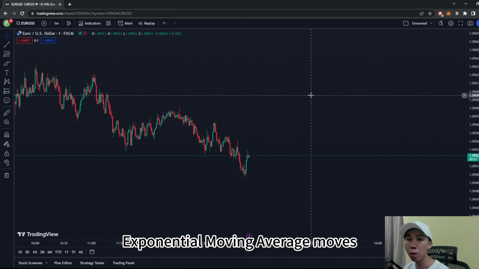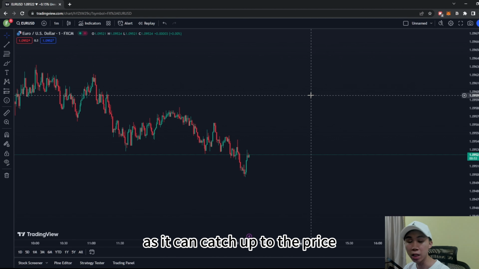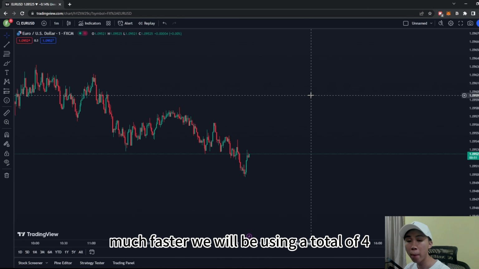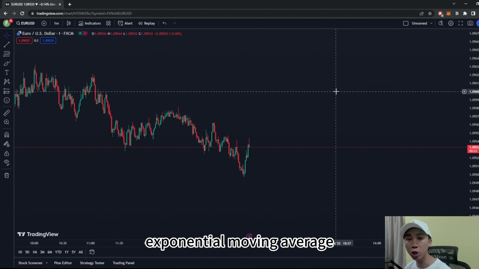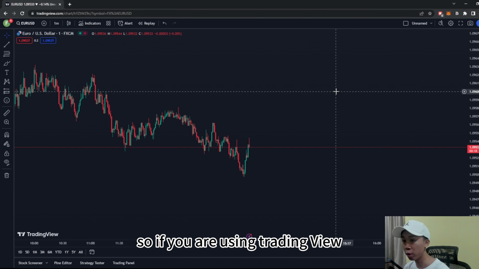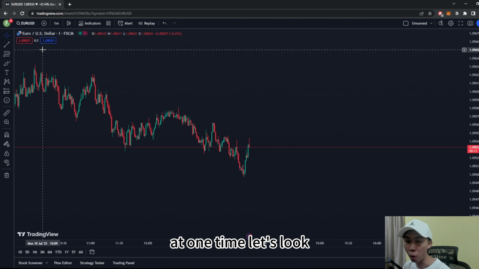Exponential moving average moves faster compared to simple moving average as it can catch up to the price much faster. We will be using a total of 4 exponential moving average in this strategy. So if you are using TradingView, you cannot apply 4 moving averages at one time.